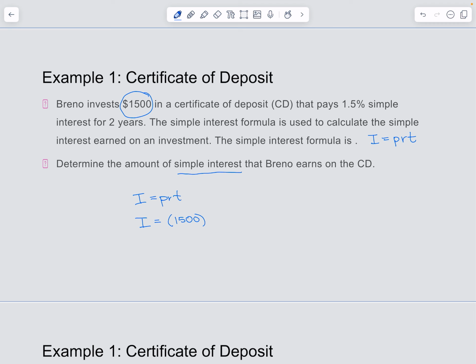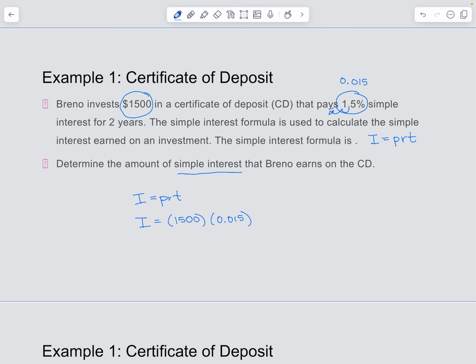R is the rate. We just look for what is our interest rate. In this case, it's 1.5%. In order to use this percent in our formula, it has to be in decimal form. So we're going to move that decimal 2 places and then fill in with zeros. So we're going to have 0.015. Now that it's in decimal form, we can use it in our formula, 0.015.